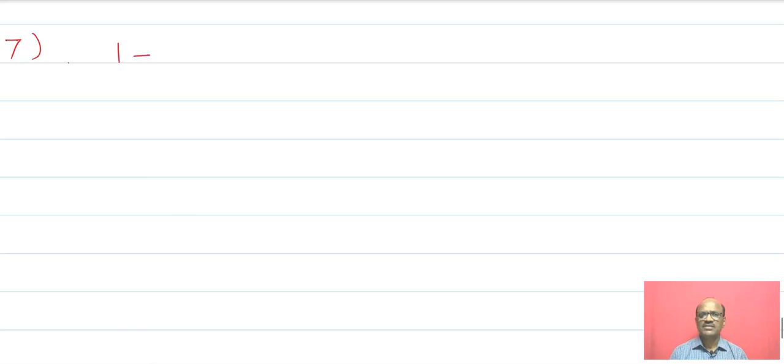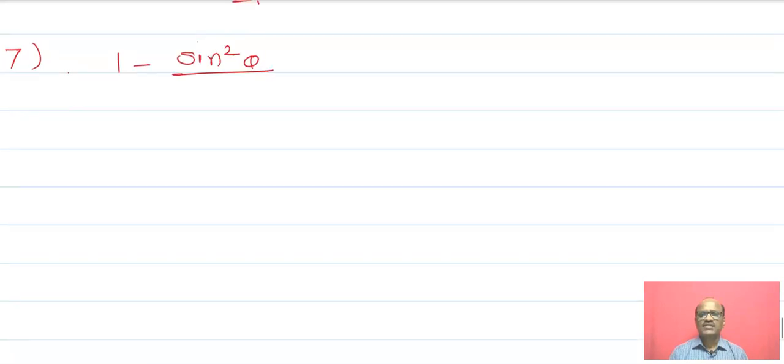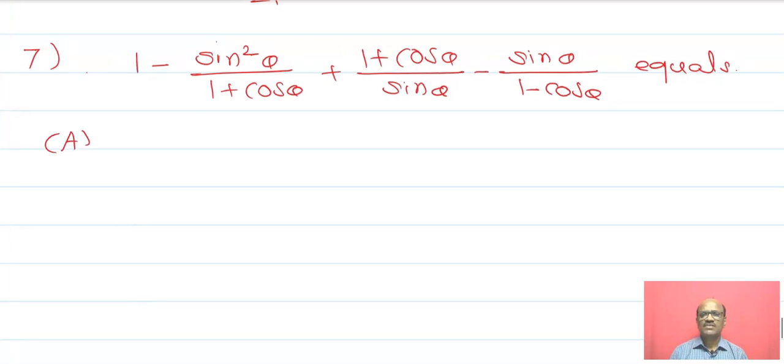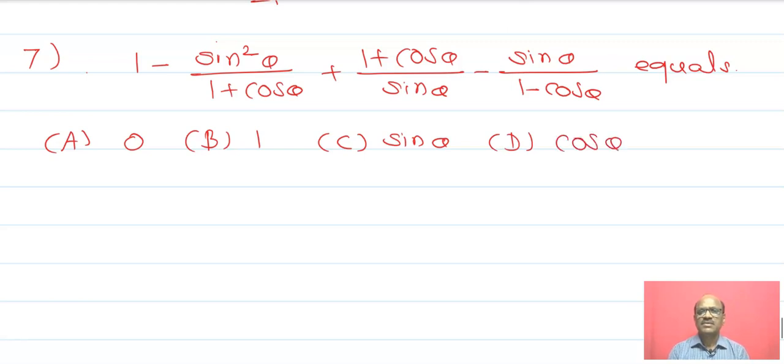Now next is the seventh one. (1 minus sin square theta) upon (1 plus cos theta) plus (1 plus cos theta) upon sin theta minus sin theta upon (1 minus cos theta) equals to: first is 0, B, 1, C, sin theta, and D, cos theta.